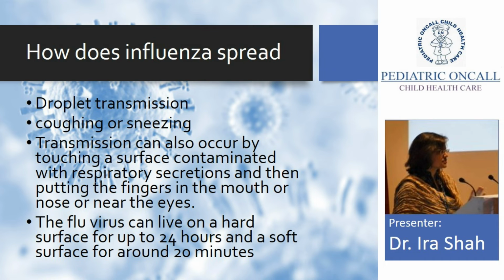It's more through fomites. We coughed, we kept our hand here. We touched this table. Then somebody else came and touched this table and put his hand onto the mouth or nose or eyes or whatever. That's how it spread, through fomites. So it's basically through droplet.